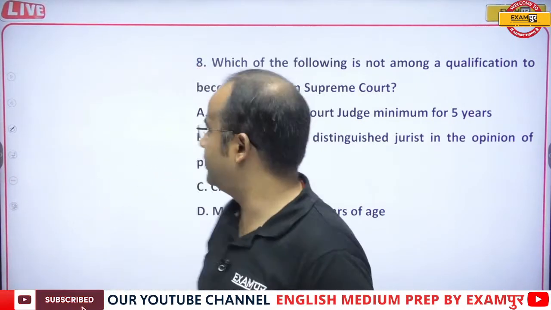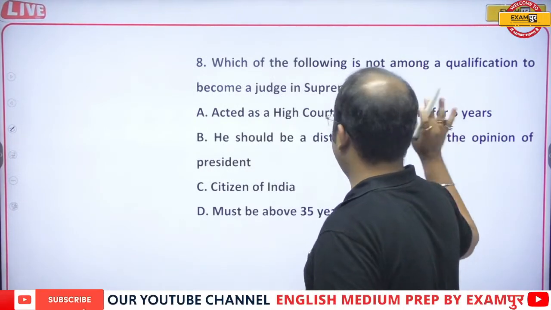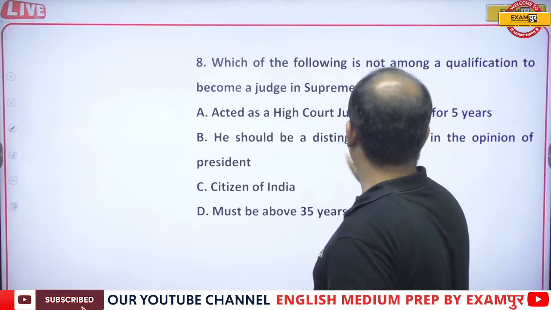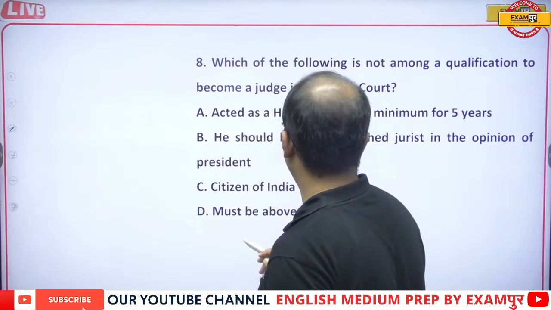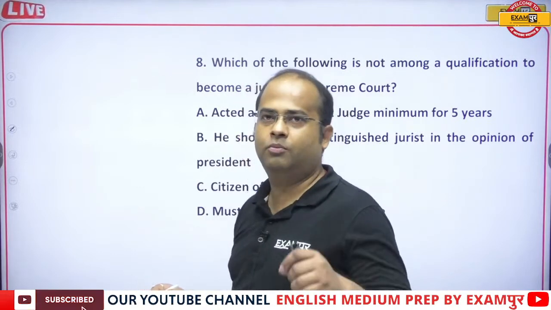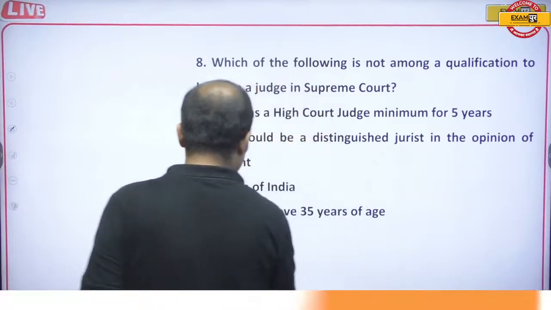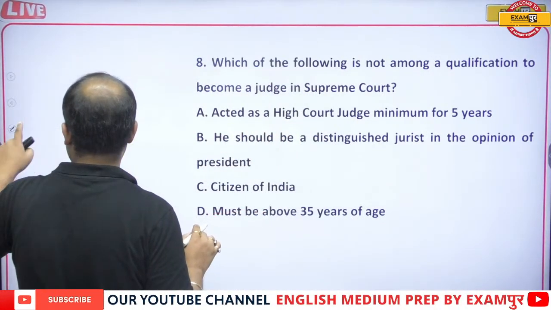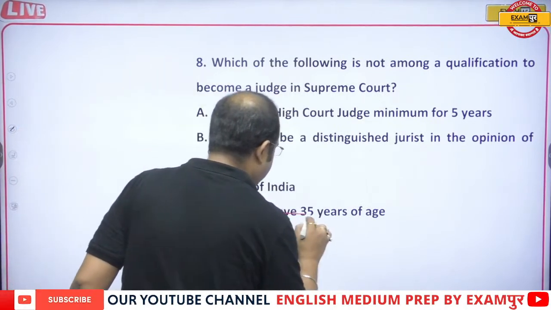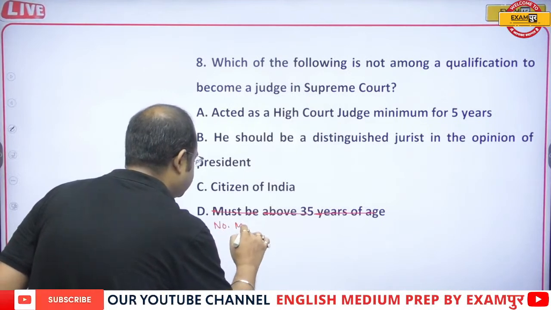First of all, he should have been a judge in one or more high courts for a minimum period of 5 years. He should be a distinguished jurist in the opinion of the president. He must be a citizen of India, or must have worked in one or more high courts for a minimum period of 10 years. So it must be above 35 years of age. This is not the qualification, because there is no minimum age.